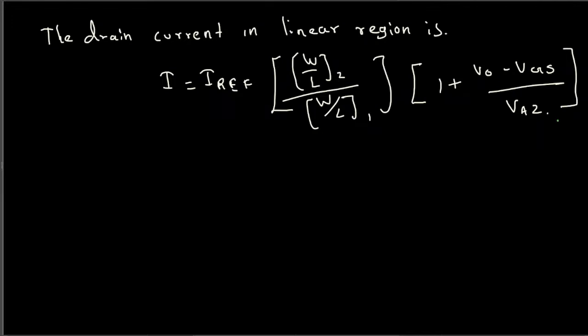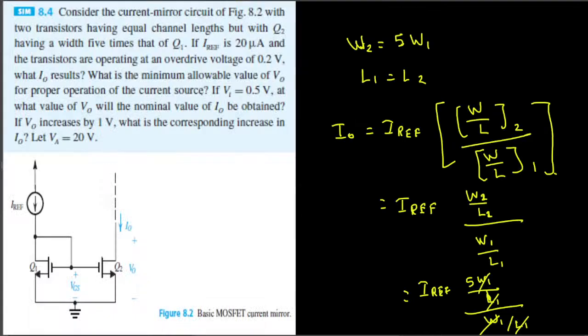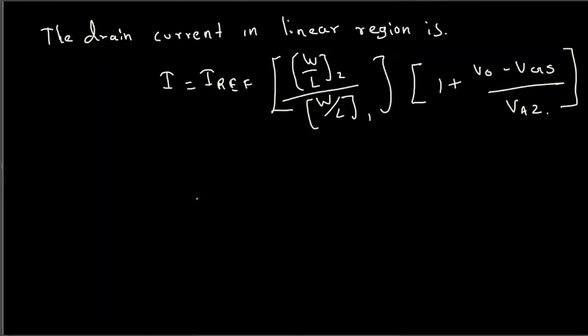Okay. So what we can do here is keep this one on one side and bring all the other things to the other side, because here we are trying to solve for this V0. That is the question we are trying to solve. Here the question is, if Vt is equal to 0.5 volt, at what value of V0 will the terminal value of I0 be obtained? That's the one we are trying to find out.